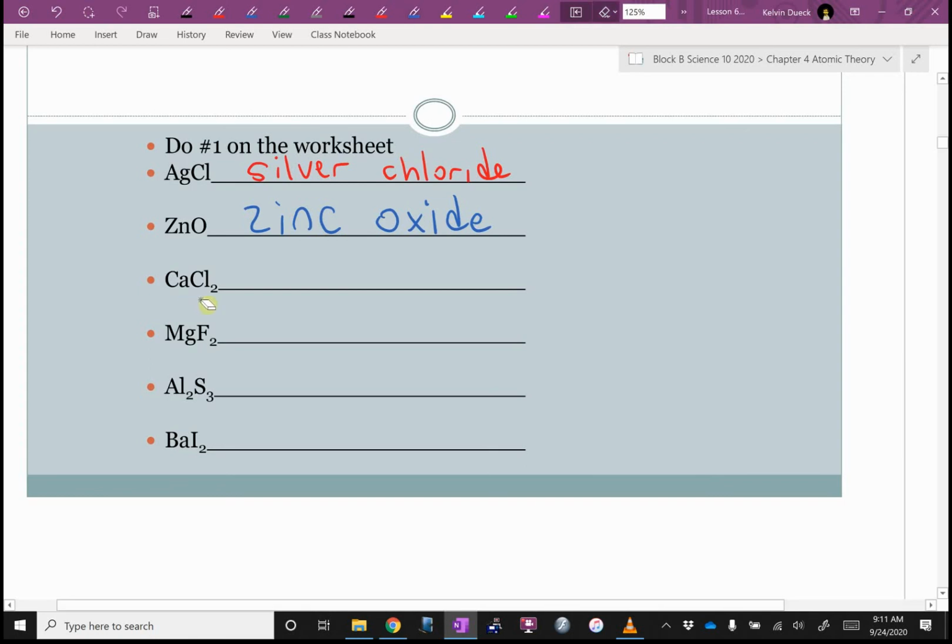Anybody think they know what CaCl2 would be called? Calcium chloride. The 2 is something we have to use when we're coming up with the formula, but it doesn't show up in the name. Calcium chloride. What would MgF2 be? I always have to be careful because I get magnesium and manganese mixed up, because they both have M's and G's in them. Casey.